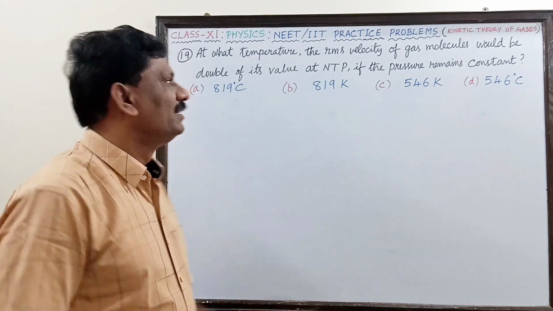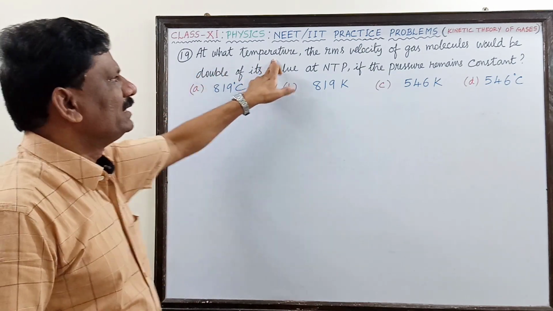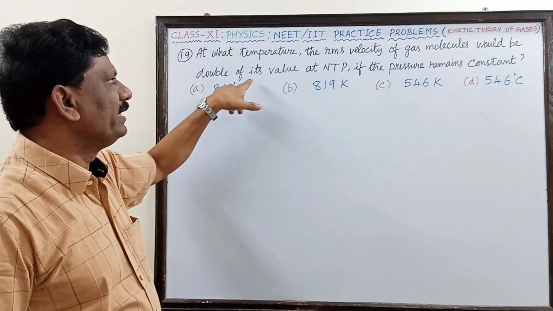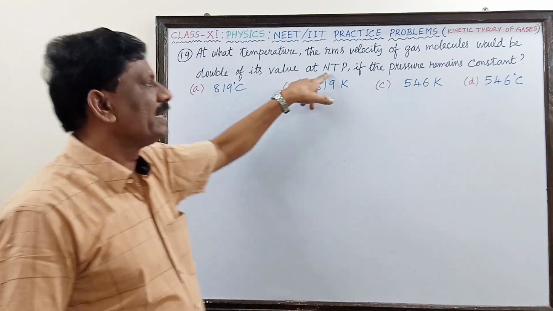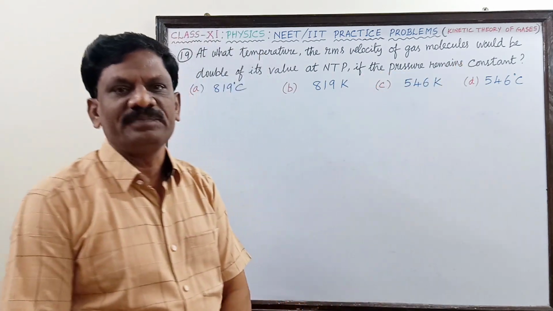Hi students, MCQ number 19. At what temperature would the RMS velocity of gas molecules be double of its value at NTP if the pressure remains constant?